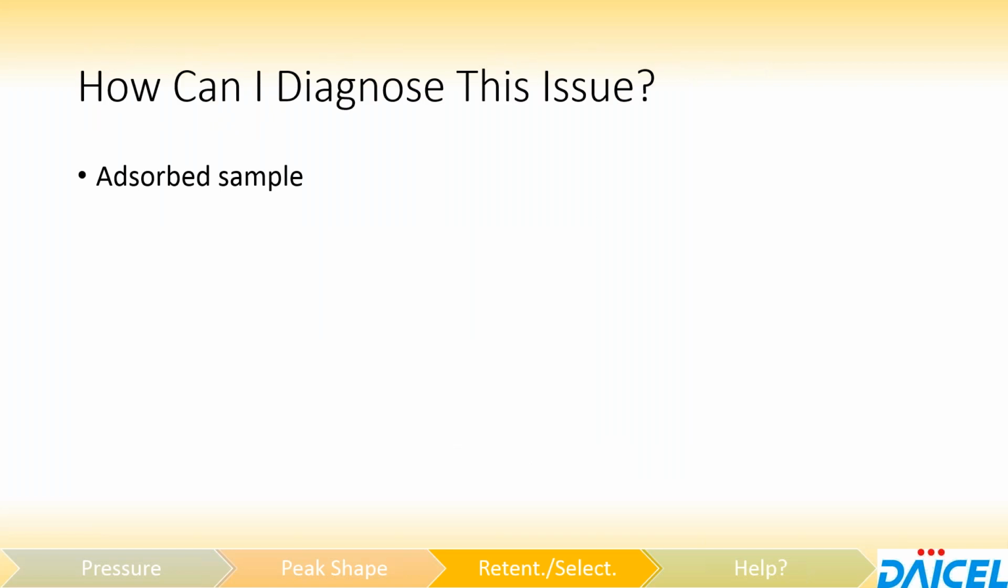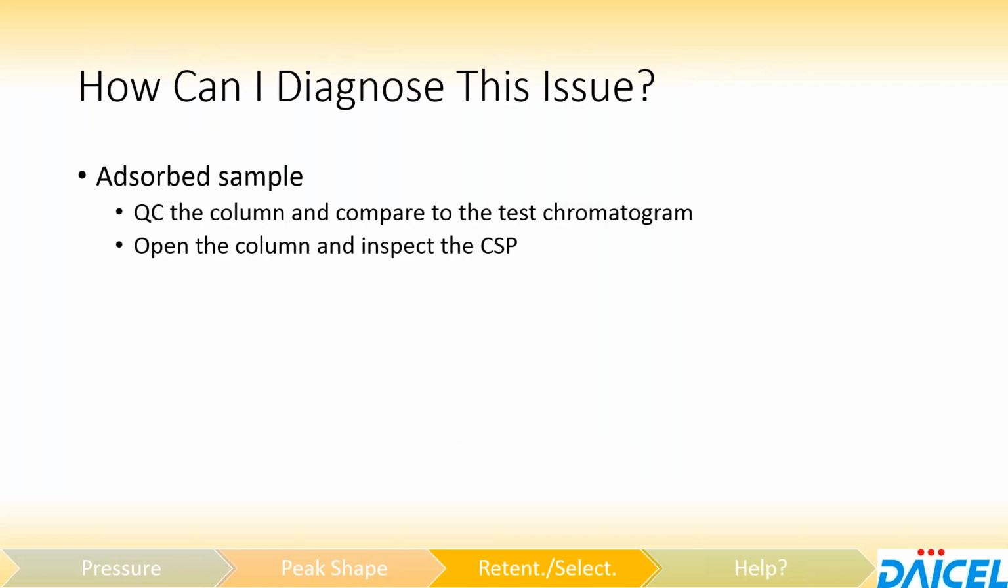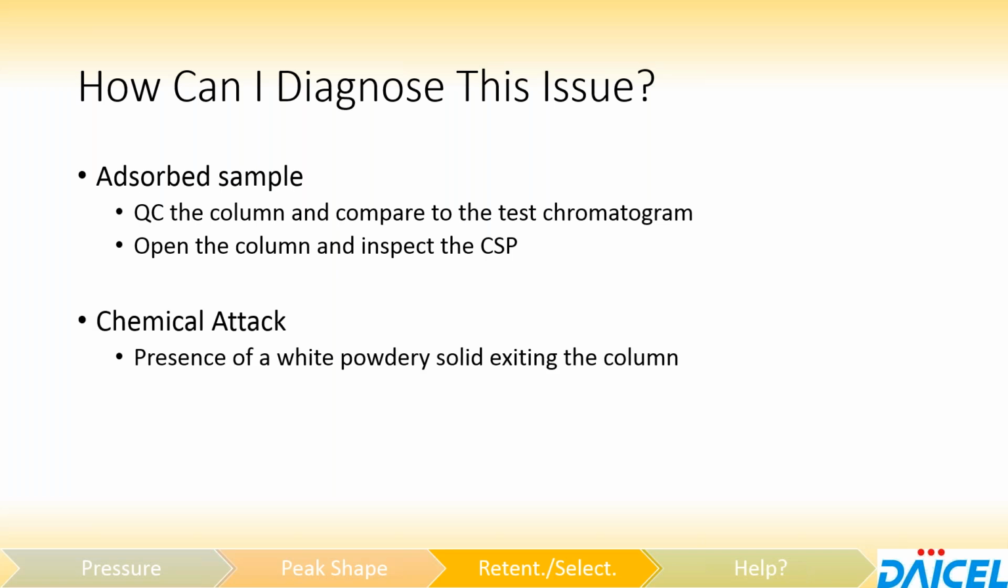How can you diagnose these issues? Well, if it's adsorbed samples, QCing the column, again, like we talked before with the plugged inlet frit, is kind of the best way to go. Occasionally, you can open the column and actually inspect the CSP and see very clearly that there's something adsorbed to the column. I'll show you a picture of that on the next slide. Not always recommended, especially if you're dealing with an analytical column or even a prep column for that matter, because you might open it up and cause another problem that you weren't expecting. But sometimes it's very obvious that there's an issue going on.